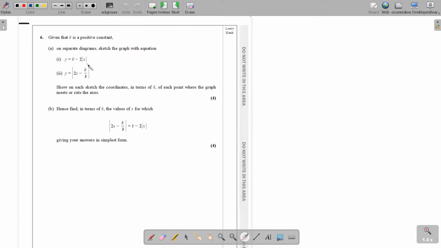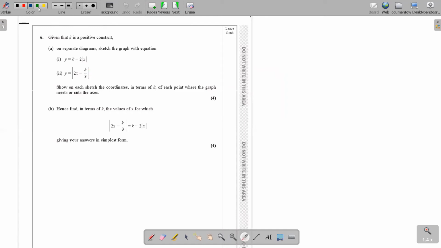Okay, so here we can see the two types of modulus graphs. In the first one, you can see the modulus mark is only around x. In the second graph, you can see the modulus around the entire function. So for these two types of modulus, the rules we use to draw them are totally different, aren't they?